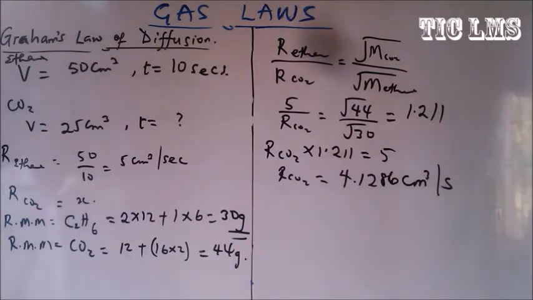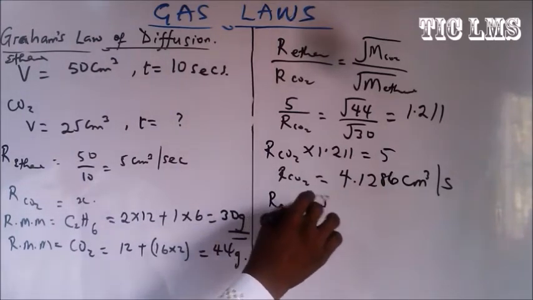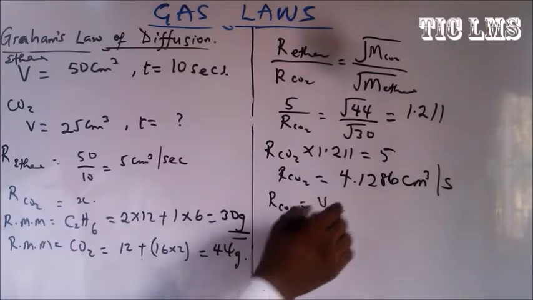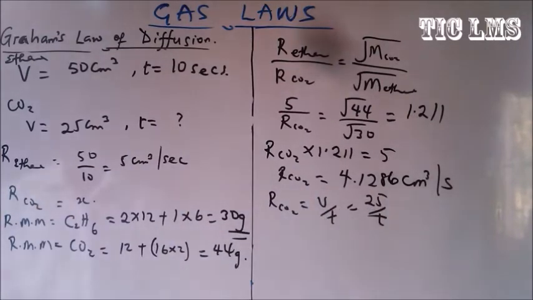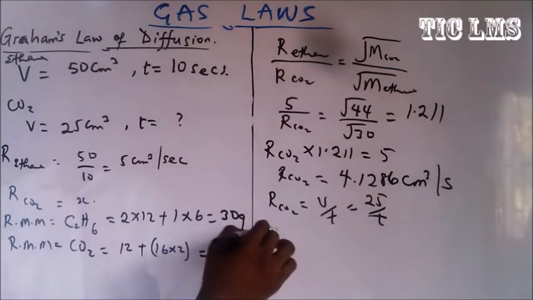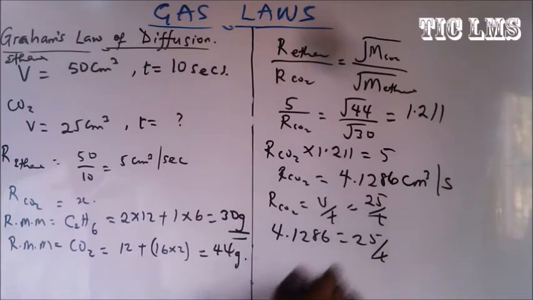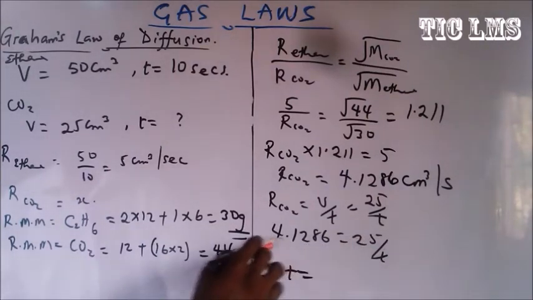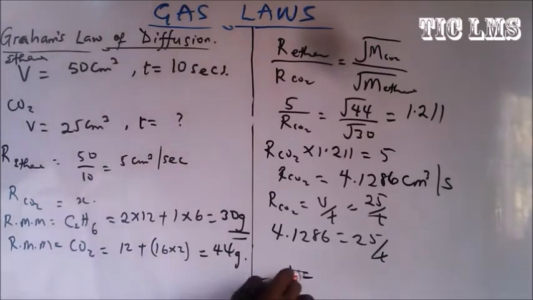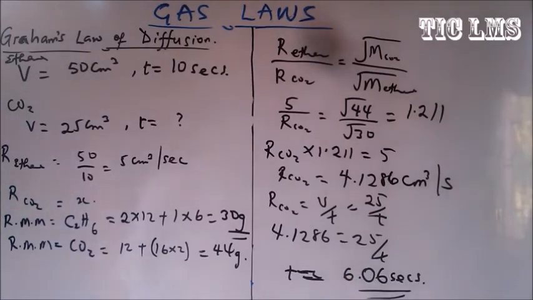Next, the rate of diffusion of CO2 equals its volume over time. We have our volume given as 25 over the time. And so with our RCO2, 4.1286 equals 25 over T. With this, T will be equal to 25 divided by 4.1286, which is approximately 6.06 seconds. So that is the time it will take.